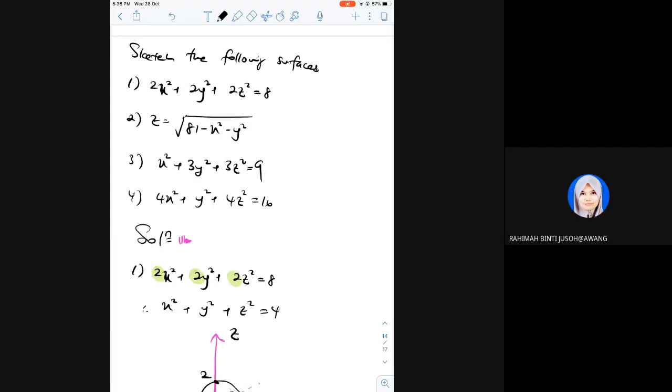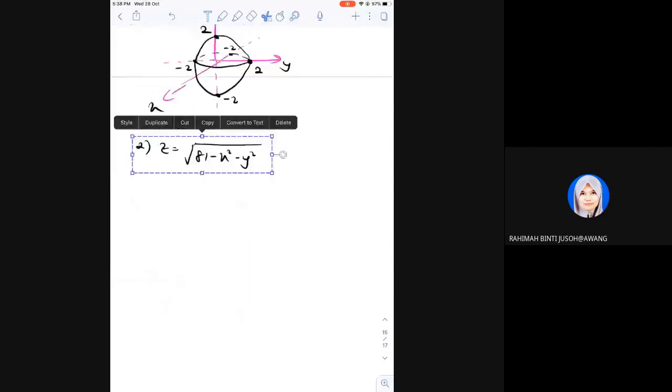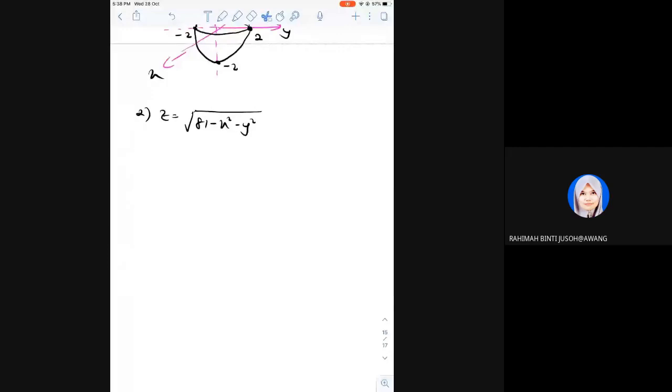Question number 2. We have z equals to square root of 81 minus x squared minus y squared. Okay, so for this type of question, you need to square both sides. Let us square both sides. We will have z squared equals to 81 minus x squared minus y squared. And then you need to rearrange the variables. So we have x squared plus y squared plus z squared equals to 81. Now you know that this is a sphere.